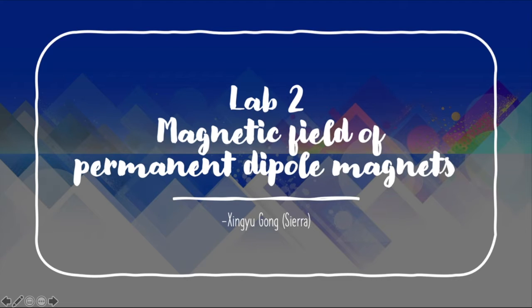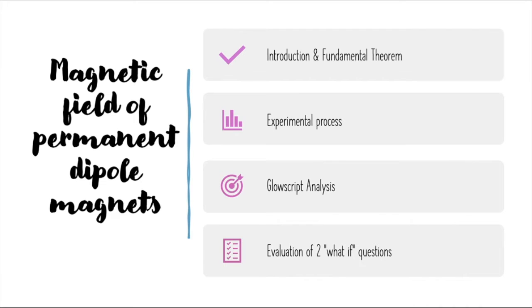This is a Lab 2 report, Magnetic Field of Permanent Dipole Magnets, presented by Xinyu Gong. In this report, I'll go through the introduction and fundamental theorem, experimental process, closed group analysis, and the final evaluation of two what-if questions.